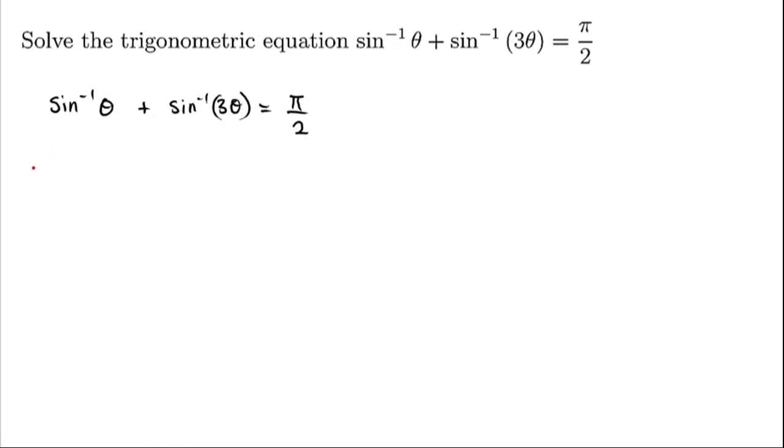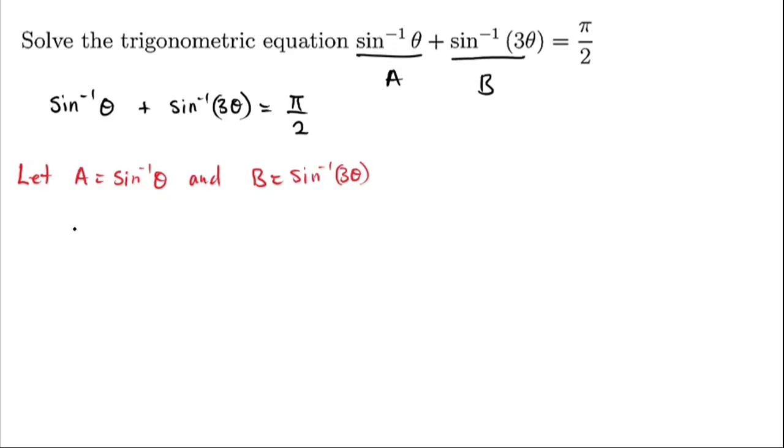So let's replace this with a and b. So we can say let a be equal to sine inverse of theta and b be equal to the sine inverse of 3 theta. So if that's the case, it means that we can now rewrite this as a and b, because we're saying that this whole part is a and this whole part is b. So a plus b is equal to pi over 2. So we'll refer to this in the near future.